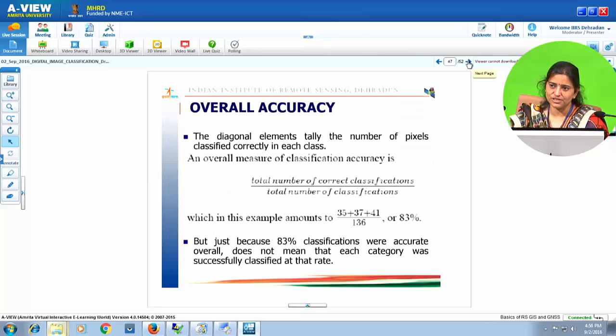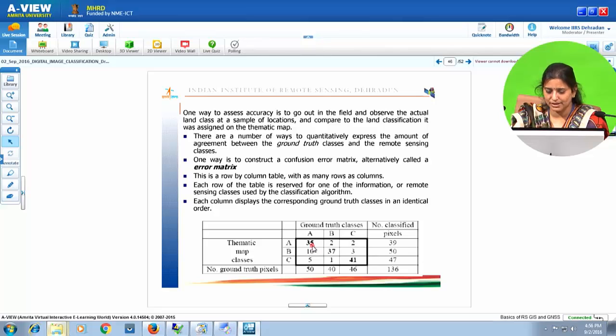The first calculation that we can make is the overall accuracy of the classification. Overall accuracy means how well you have performed the classification. If you look at this matrix, the diagonal elements represent the correctly classified pixels. These are 35, 37, 41, because the diagonal is AA, BB and CC.